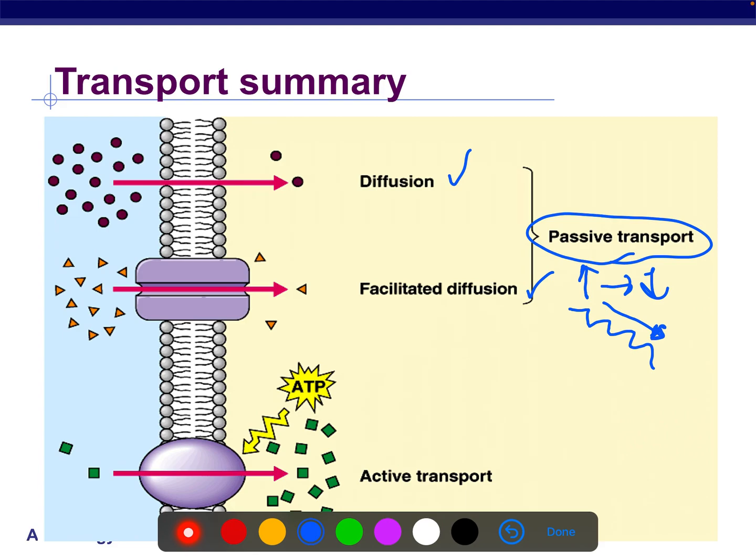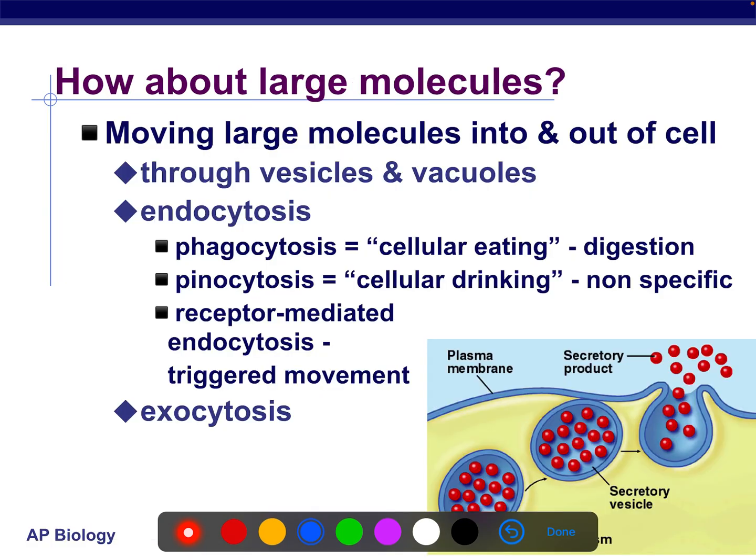And then we talked about active transport, which is moving molecules from a low concentration to a high concentration. Again, think of walking up the stairs. That takes more energy in the form of ATP, and so that's active transport.